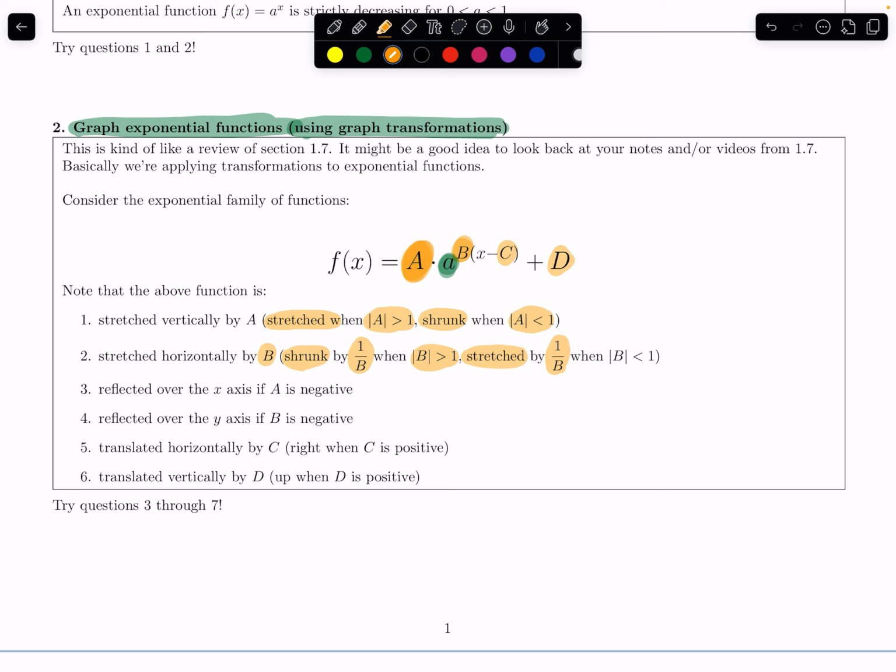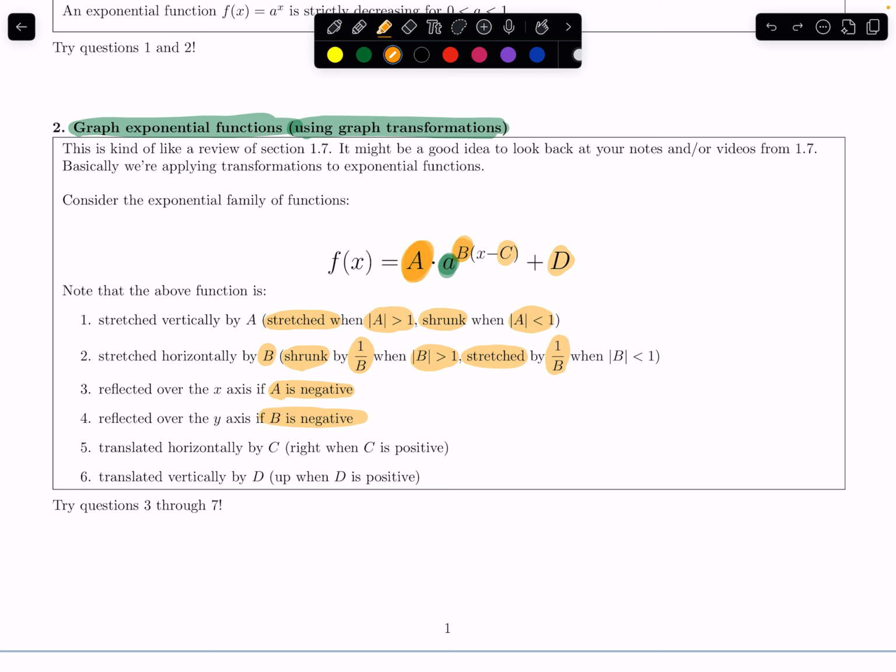Okay, now for reflections over the x-axis: if a is negative, you get a reflection over the x-axis. That's a reflection up and down, right? And then if b is negative, that's a reflection over the y-axis. So that's a reflection left and right. Those kind of coincide with the stretchings, right? Did I say stretching? I meant reflection. So b being negative coincides with a horizontal change, right? So b being negative makes a reflection over the y-axis. That's a horizontal reflection.